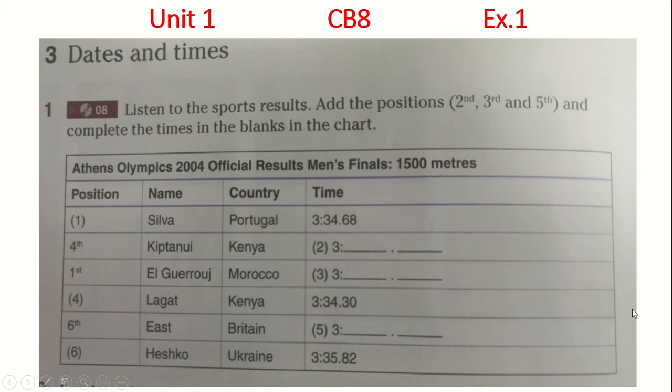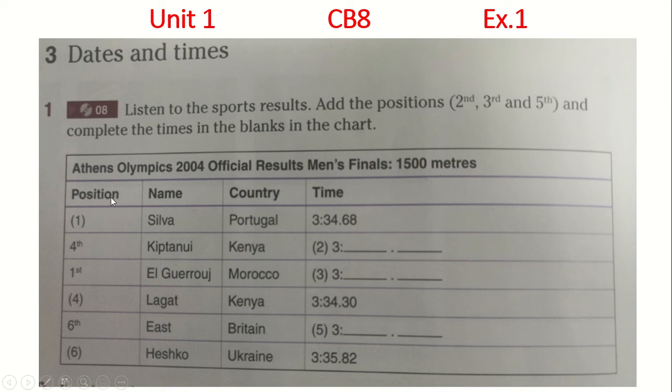Okay, here we have a chart or a table. It is about the Athens. Athens is the capital of Greece, عاصمة اليونان, Athena. Athens Olympics 2004 official results, النتائج الرسمية. Men's finals 1500 meters. So نهائيات سباق الرجال ل 1500 متر.